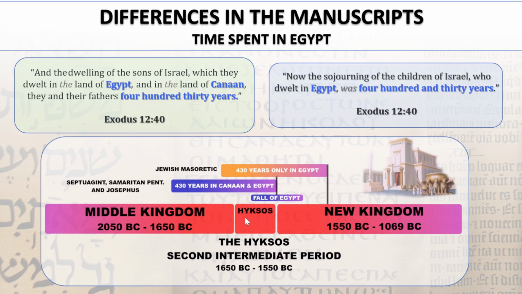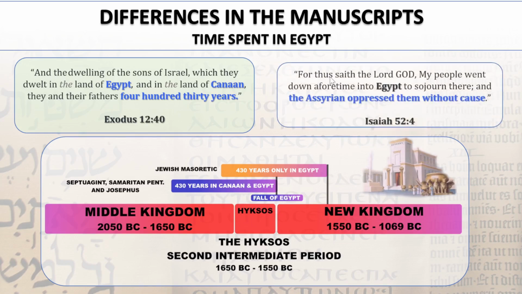Foreigners were ruling Egypt. And again, Isaiah says here, "For thus saith the Lord, my people went down aforetime into Egypt to sojourn there, and the Assyrian oppressed them without cause." And when you translate this literally using the Septuagint, it doesn't quite say this. It can say this, but it's a very literal translation. So the Septuagint kind of butchers this verse. But almost every Bible translation will say that it was an Assyrian who persecuted the children of Israel.